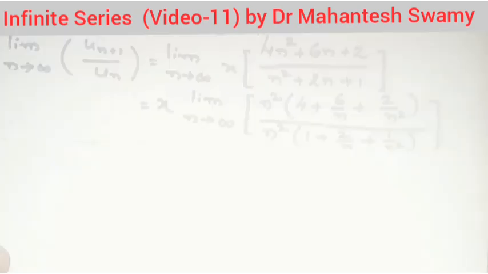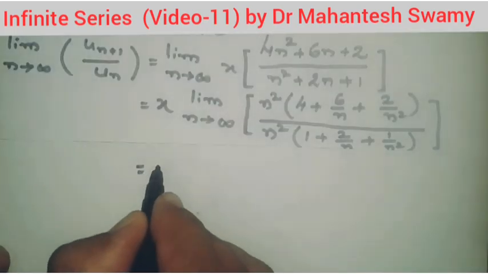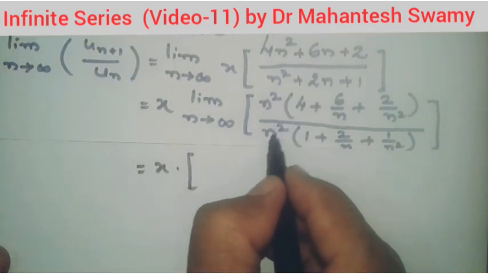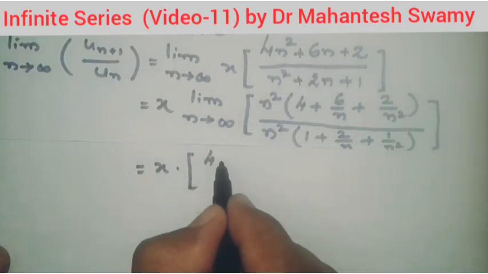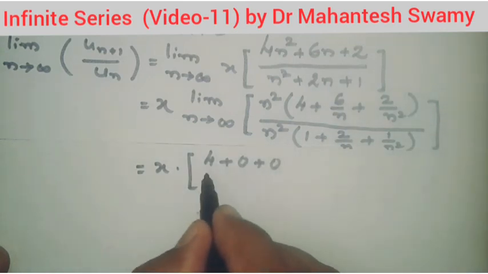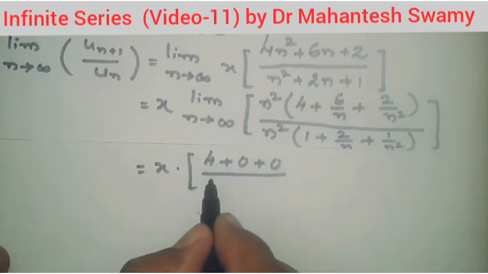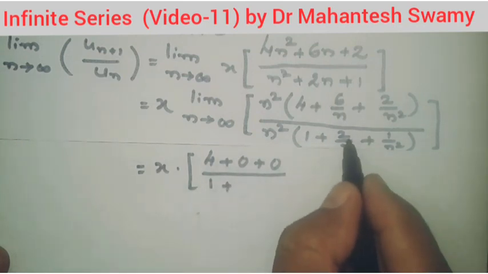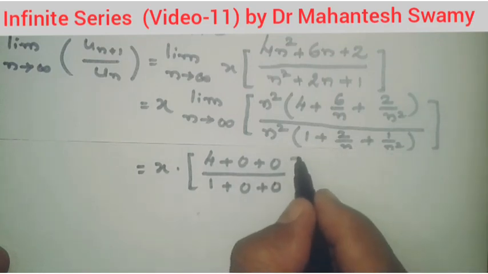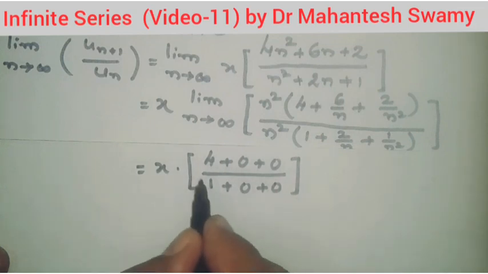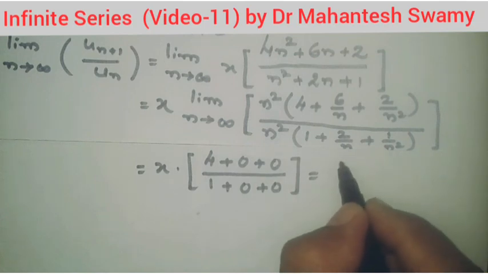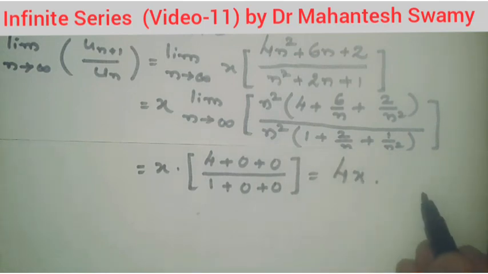Now this is equal to x into, if I substitute n equal to infinity, so these will be cancelling, 4 as it is plus 6 by infinity is 0, 2 by infinity is 0, divided by 1 as it is plus 2 by infinity is 0, 1 by infinity is 0. So it is 4 by 1, it is 4, 4 into x. So therefore the answer for that limit is 4x.